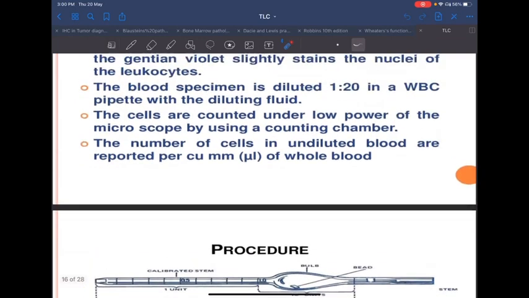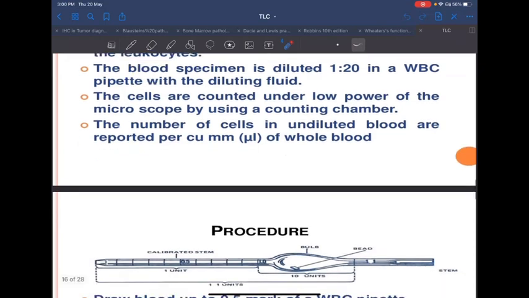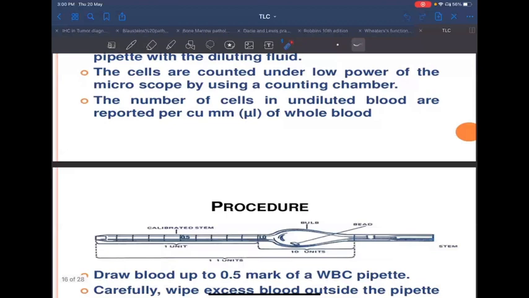The cells are counted in low power, which is 10x of the microscope, by using a counting chamber, which is a Neubauer chamber, and the number of cells in undiluted blood is reported as cells per cubic millimeter, or microliter, of whole blood. So this is the procedure.